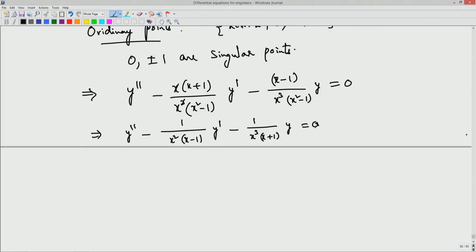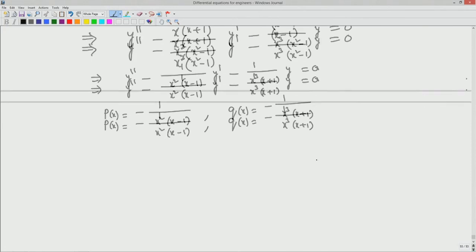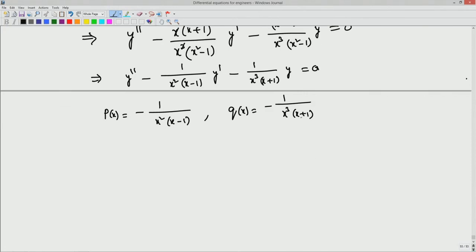Okay. So, what is my p? P is 1 over x square into x minus 1, and q is minus 1 over x cube into x plus 1. Clearly 0 and plus or minus 1, either 1 or minus 1, they are singular points, because p and q will not have power series representation there. At x equal to 0 you have a problem here. So, x equal to minus 1 also will have a problem for q, and at x equal to 1, p has a problem. Okay.